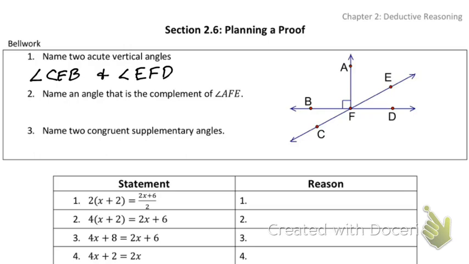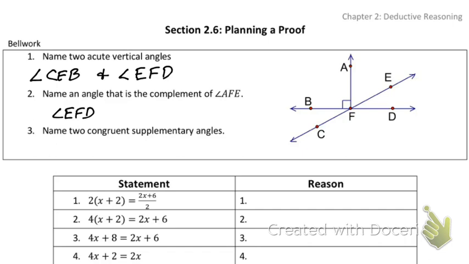Can someone name an angle that is a complement of AFI? That's how you pronounce it, AFI. Davian? EFD. Yep, angle EFD.